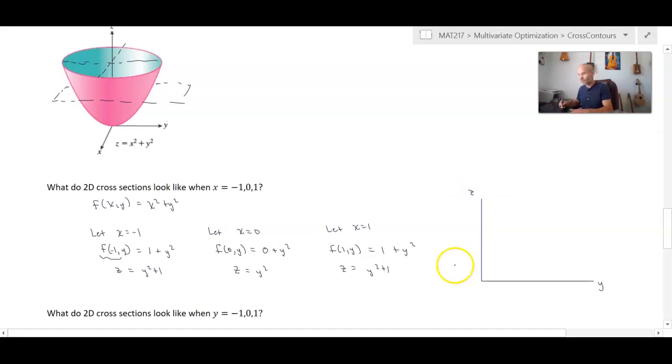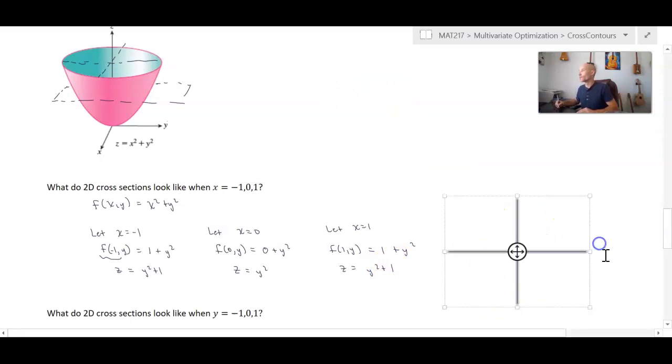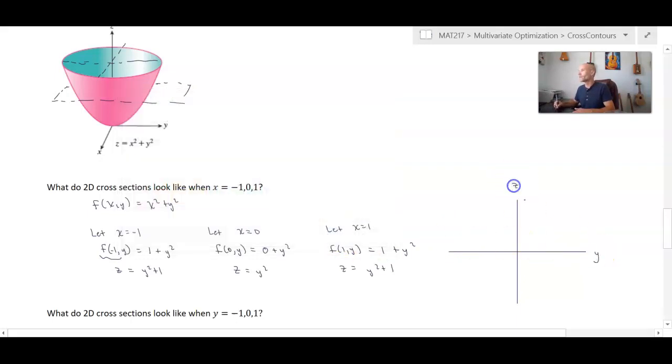And better yet, I should probably let this go into the negative area as well. Okay, so I have y, I have z. And now if I plot this function, z equals y squared plus 1, that's going to be a parabola that has a vertical intercept of 1 and then opens out from there. So it's going to look like this. And this is just for x equals negative 1. Okay, that's this one here.